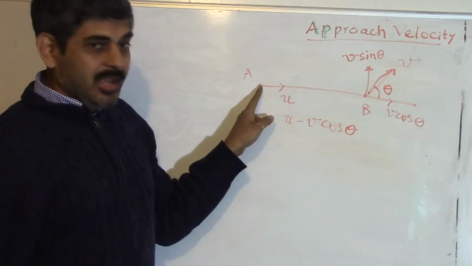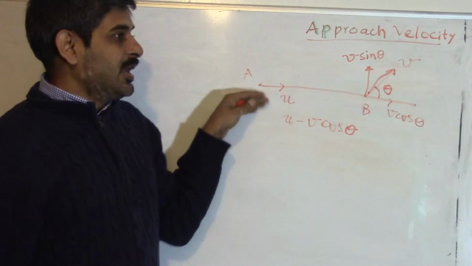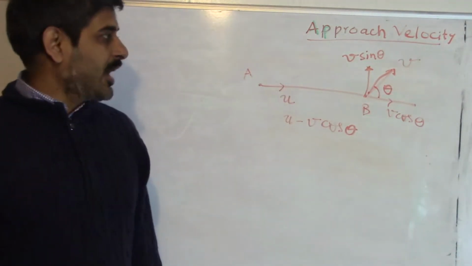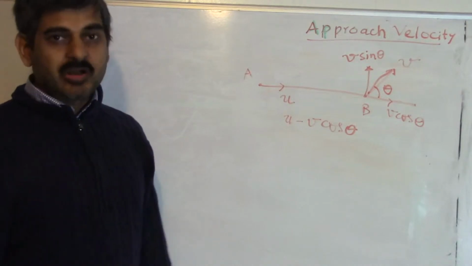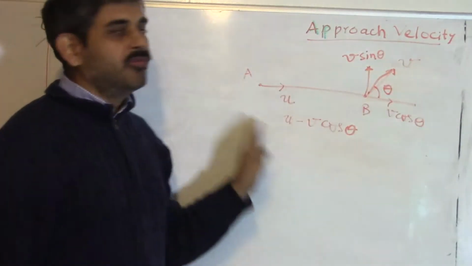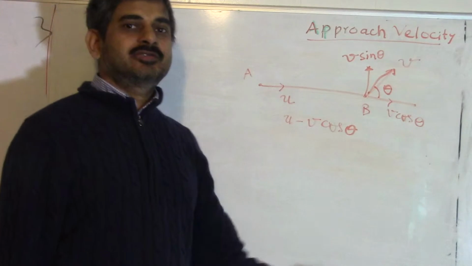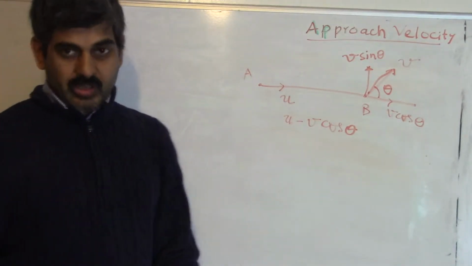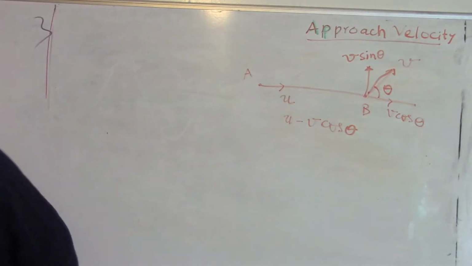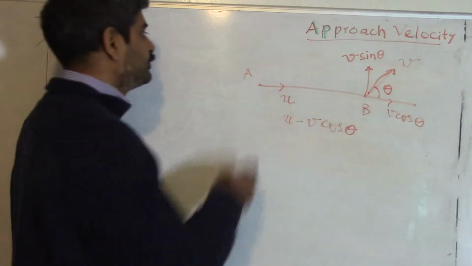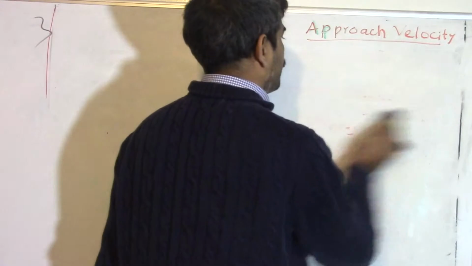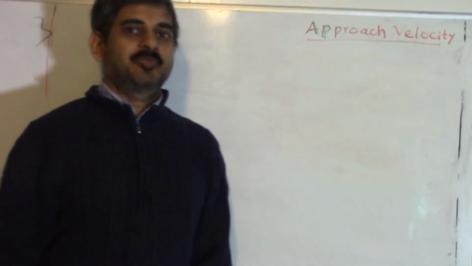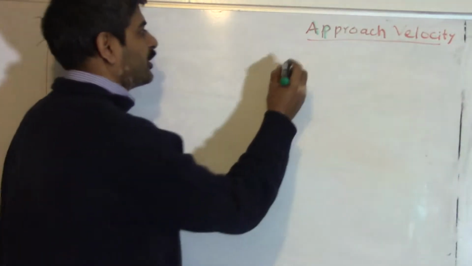But if u is less than v cos theta, it will never be able to catch this up on the x-axis. So this is the concept. This concept we will use in the next few problems that we will present to you. So I will not write the whole problem, just explain it to you and then we will solve it.